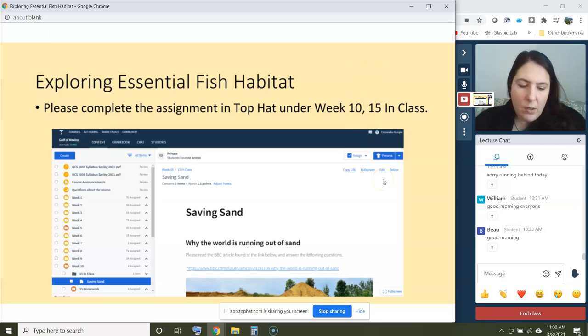All right, so in that assignment, you learned about how the world is actually running out of sand, because sand is a limiting resource. And of course, you know this because most of the sand that you see today was formed during the last ice age. So until we have another ice age, there really won't be another great supply of sand.